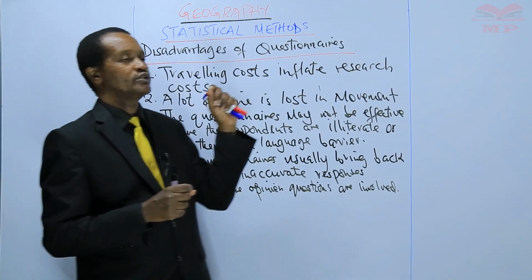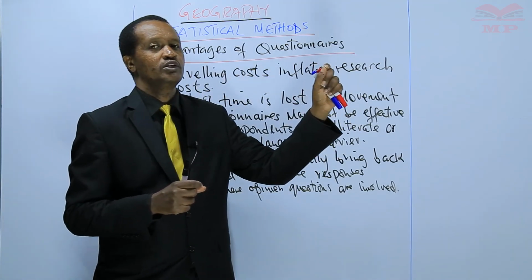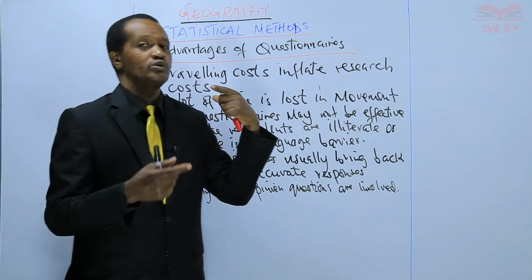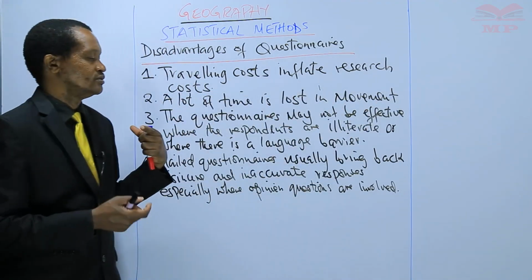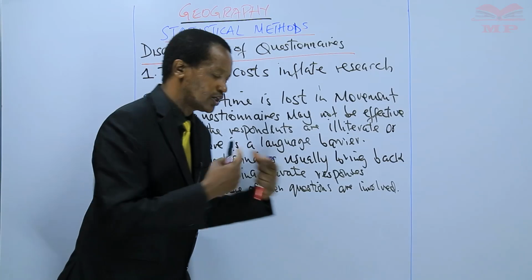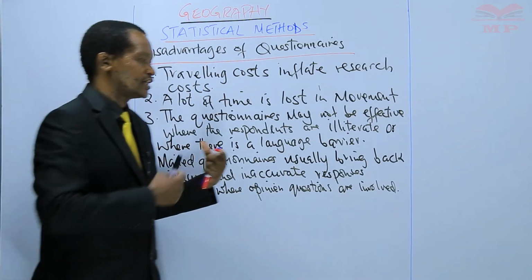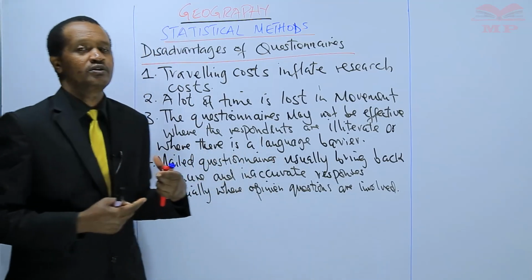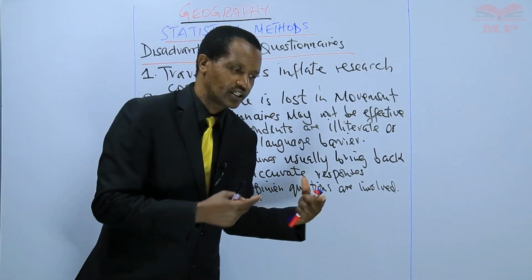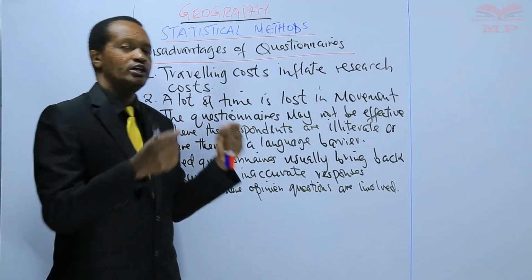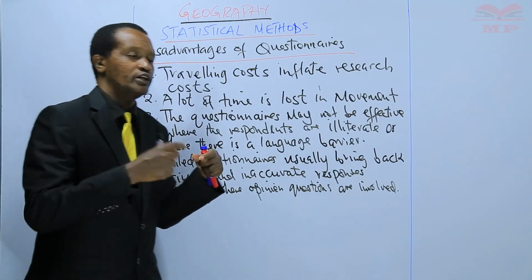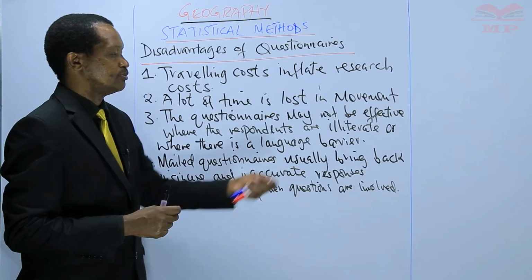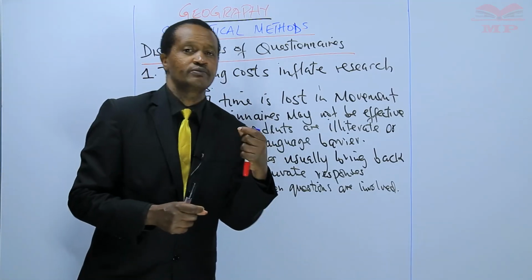Because you send the questionnaire, then you wait for the respondent to email back. That may take 2 or 3 days or 1 week. But if it is one-on-one, then you can seek clarification from the respondent. Or where the respondent has not understood the question, then you can restructure the question. Or you can give what we call supplementary questions to get more information from the respondent.